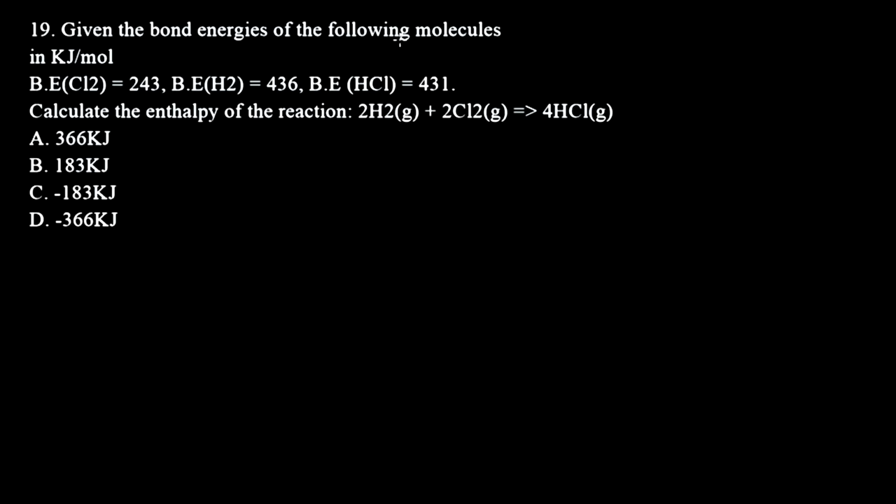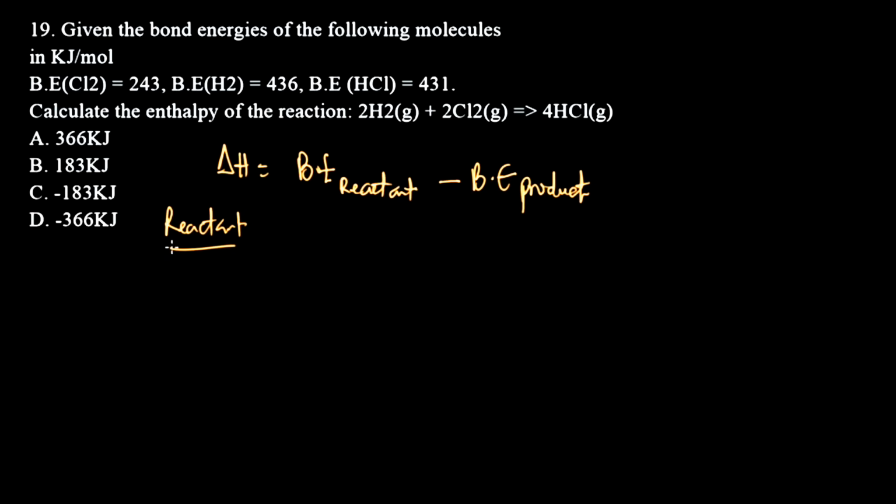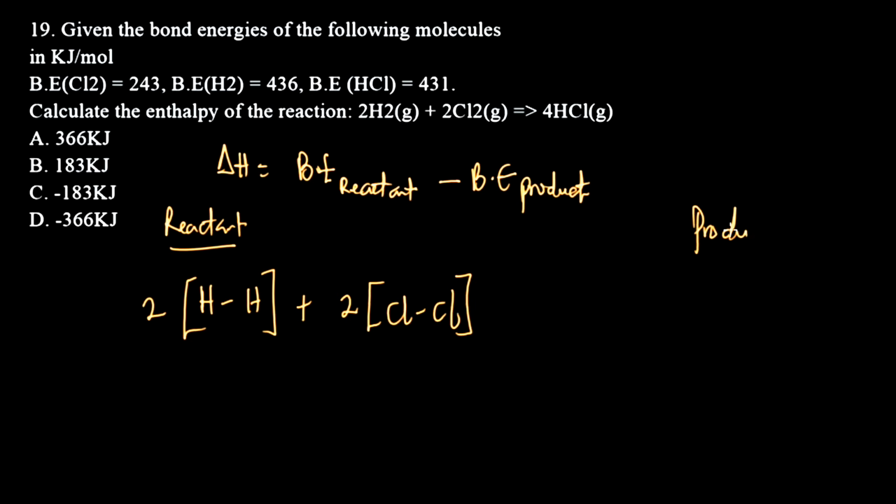So given the bond energies of the following molecules, calculate the enthalpy of the reaction. All we need to do is this: change in enthalpy equals bond energy of reactants minus bond energy of products, right? So let's write out the reaction. The reactants are 2 moles of hydrogen gas plus 2 moles of chlorine gas, and the product is hydrogen chloride, 4 moles of this.